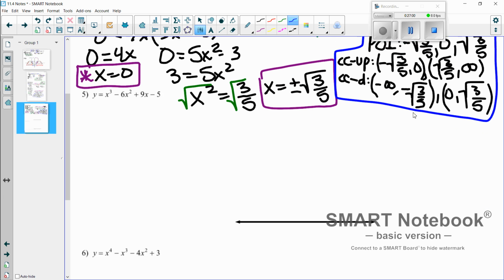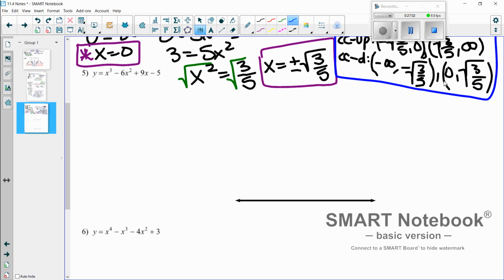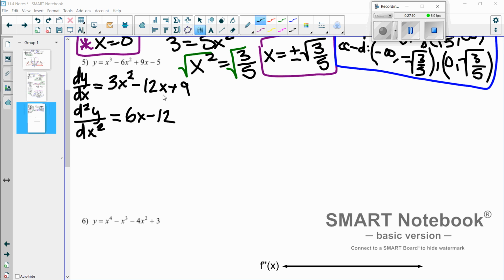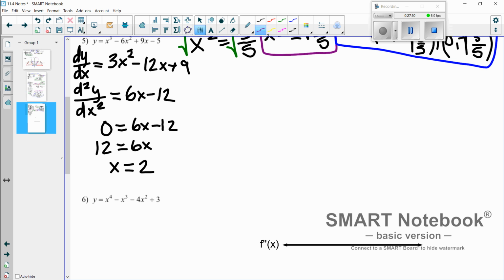Now let's move to 5. It's going to be the same exact steps. Let's find that second derivative first, and our inflection points. So there's our second derivative, 6x minus 12. Make sure you check that out. Now let's get our inflection points. So 0 equals 6x minus 12. This one looks pretty nice. We add 12, then divide by 6, so x equals 2 here. That's our only point of inflection, x equals 2, and I'm just going to underline that in purple.